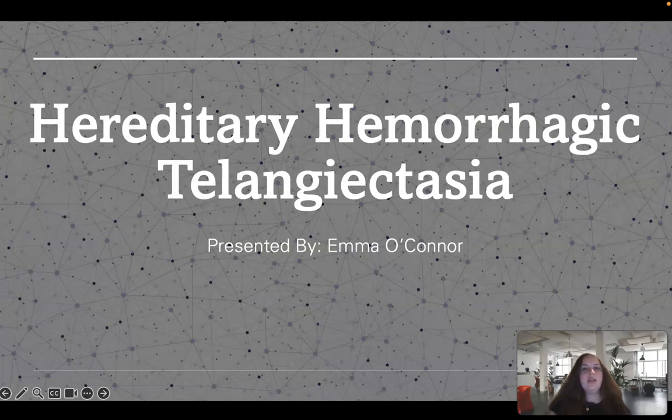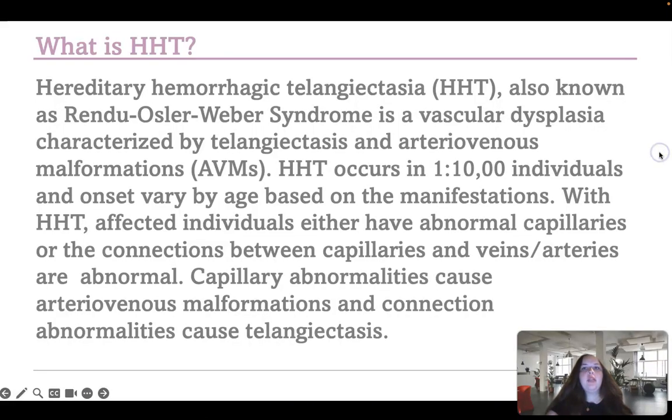This semester, the genetic disorder I was assigned is hereditary hemorrhagic telangiectasis. Hereditary hemorrhagic telangiectasis is also known as Rendu-Osler-Weber syndrome, or HHT, which is what I will refer to it as in this presentation. So HHT is a vascular dysplasia characterized by telangiectasies and AVMs, which are arteriovenous malformations. HHT occurs in 1 in 10,000 individuals, and the onset varies by age based on manifestations, which I will touch on in the next slide.